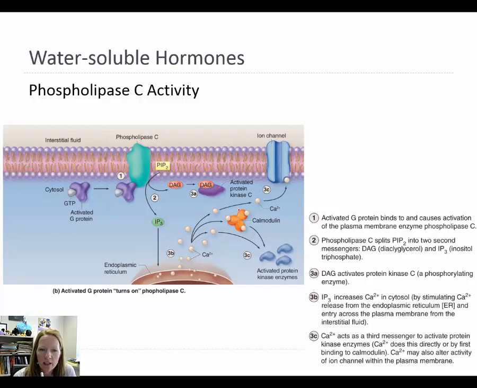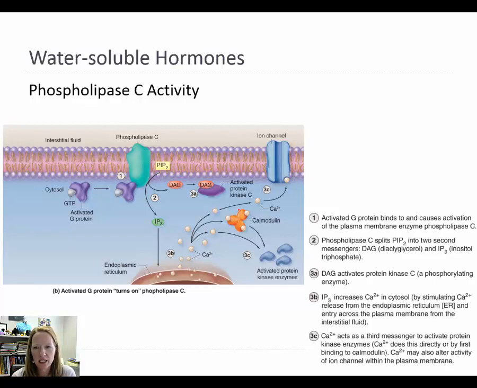What happens with phospholipase C is that we have that activated G protein that turns on a different molecule called phospholipase C. It really just depends on what hormone it is. Glucagon is going to turn on the adenylate cyclase. If this was oxytocin, then it's going to activate the phospholipase C. So as you can see, a lot more complicated. What we have here is two different second messengers.